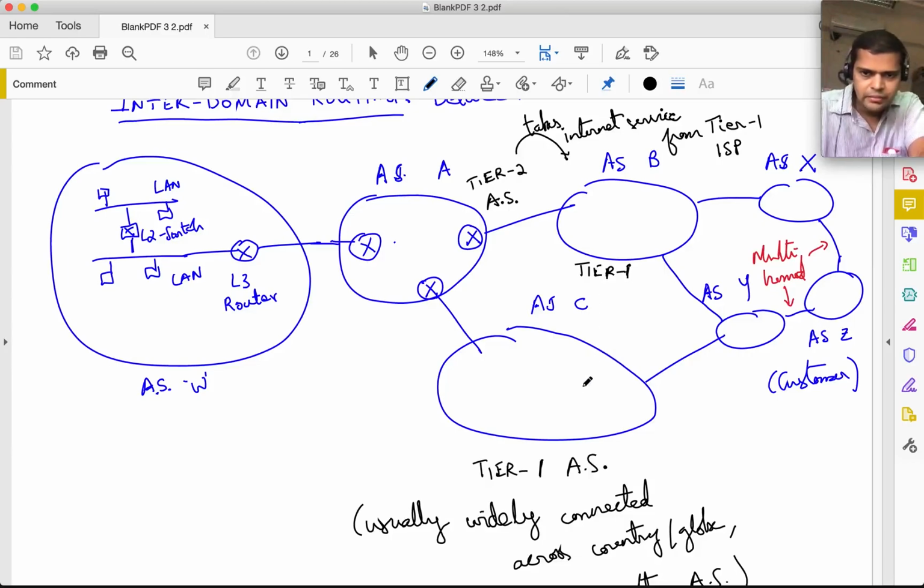Now sometimes it may be that this tier 1 autonomous system is not very widely connected to everybody. So you can see that it has a connection to A and to Y, but it's not so well connected to this autonomous system X. And this autonomous system X may be connected to autonomous system B. It's getting internet service from this one. So what you may have in practice is these two connected to each other, what is called a peering link.